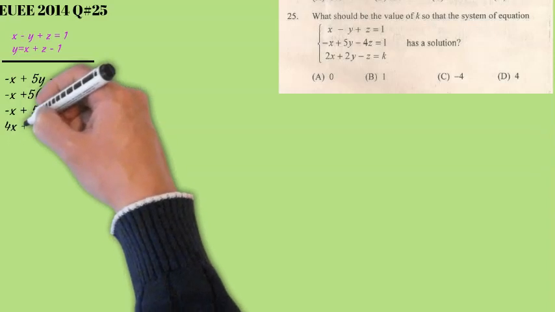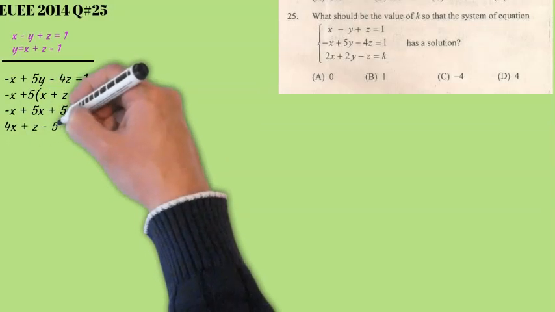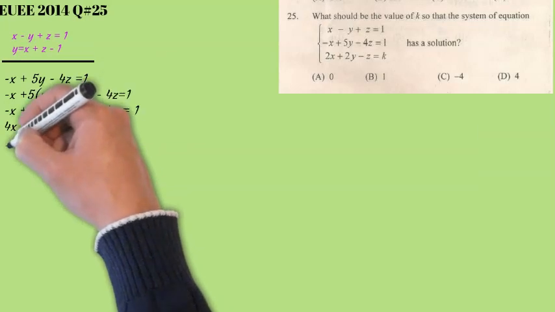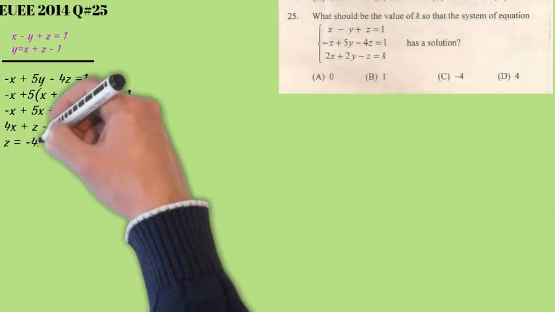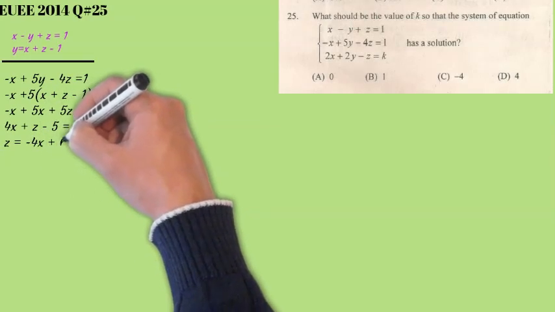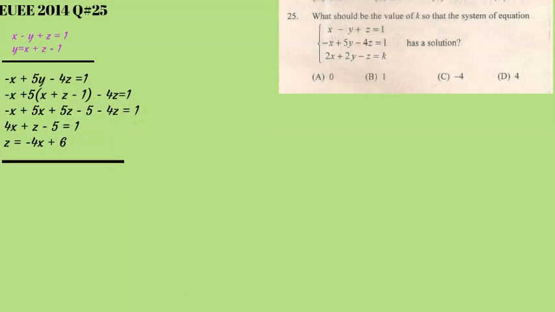Now let's add like terms. 5x minus x is 4x, and 5z minus 4z is z, and minus 5 is equal to 1. Now we can solve for z by taking 4x to the other side. We have minus 4x, and minus 5 to the other side, we have plus 5. 5 plus 1 is 6. So we know what z is now. z is equal to minus 4x plus 6.